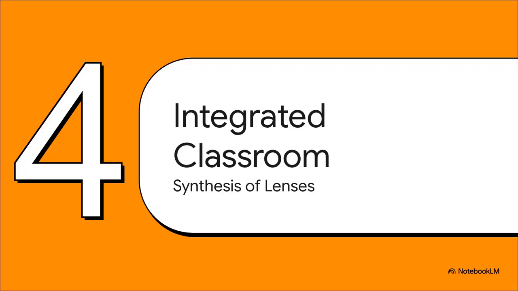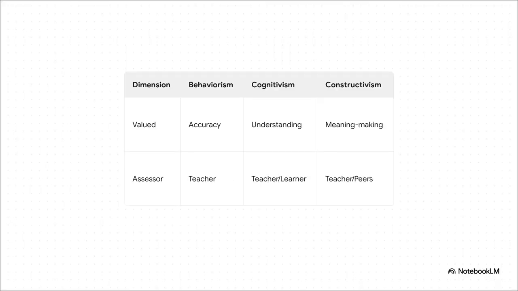Let's move on and see how this builds into our final section, the integrated classroom. In the real world, no single perspective can fully address every classroom situation. A master teacher actually relies on a synthesis of all three of these lenses. Notice how what's valued completely shifts across the board. Behaviorism is all about accuracy and observable mastery. Cognitivism pivots to understanding and logical reasoning. And constructivism values meaning-making and authentic, real-world application.